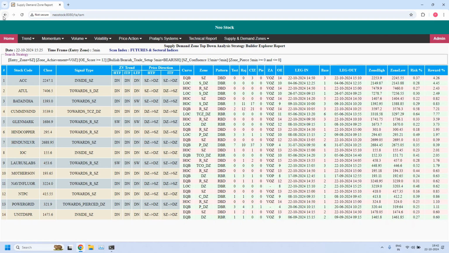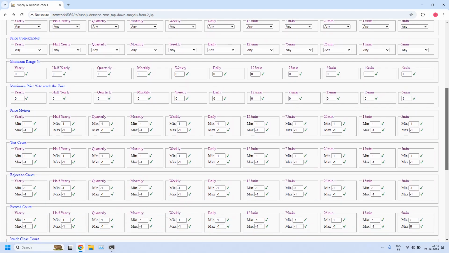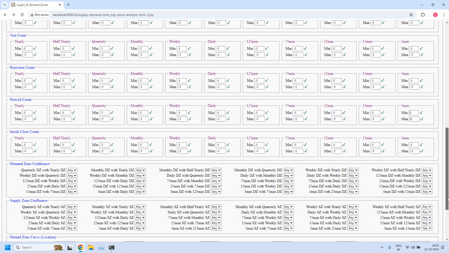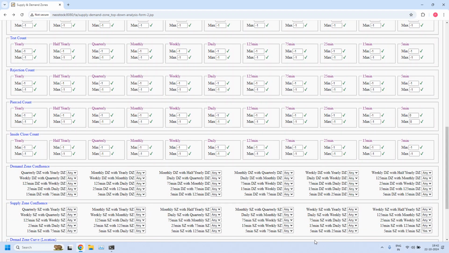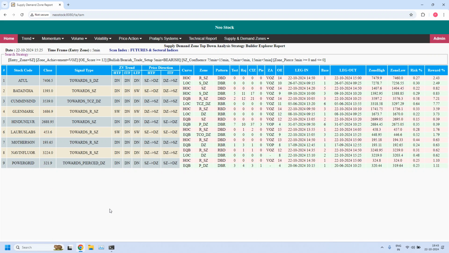Now let us look for HTF confluence. HTF is 75 minutes time frame. LTF ITF HTF supply zone confluence. I am enabling 2 more filters, that is 5 minute supply zone with 75 minute supply zone, and also 15 minute supply zone with 75 minute supply zone. Already 5 minute supply zone with 15 minute supply zone is enabled. With all the 3 filters, LTF, ITF, HTF confluence, we got 9 stocks.